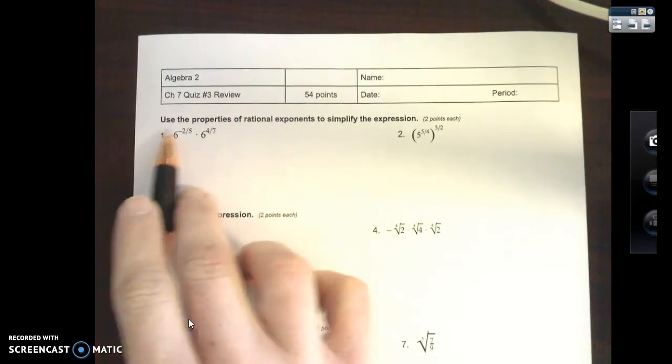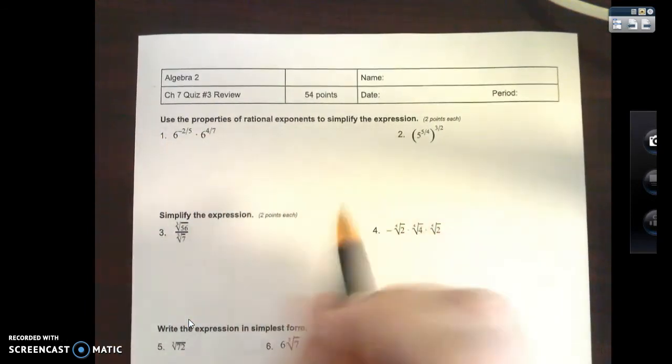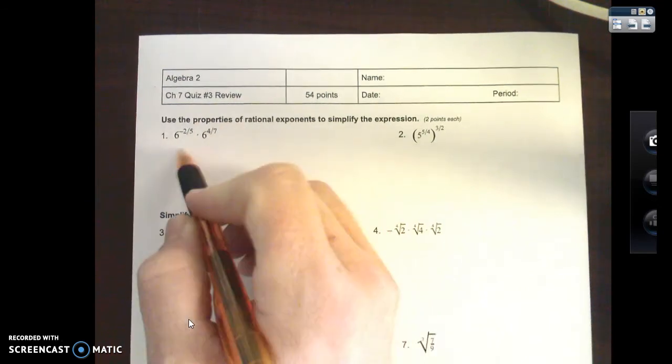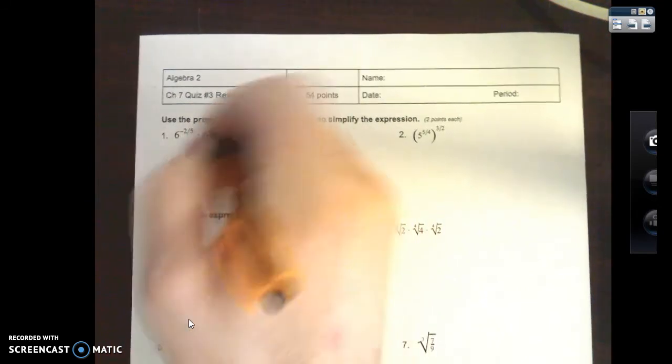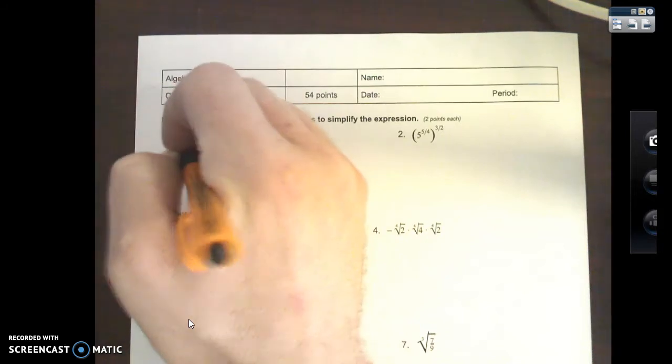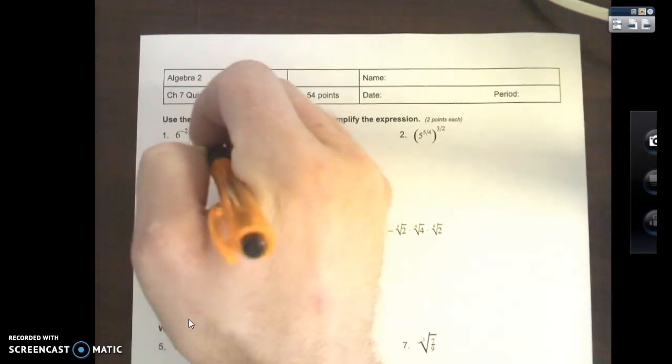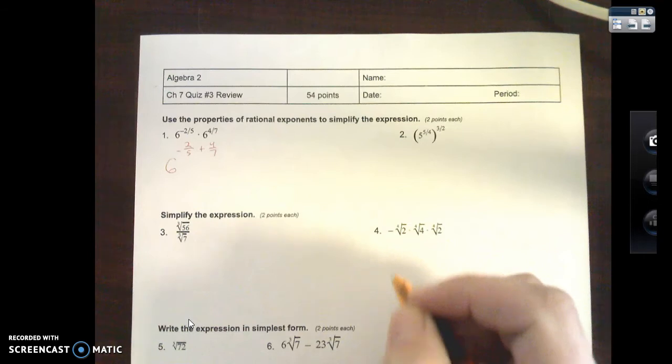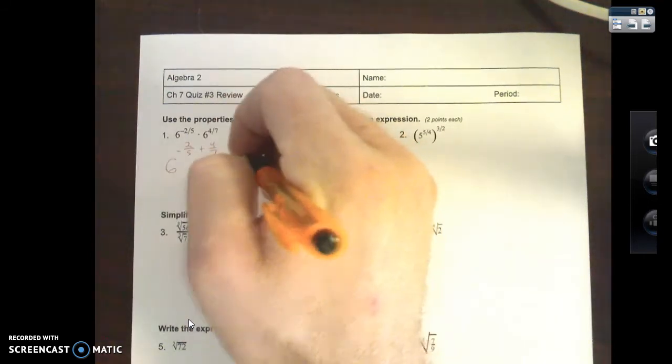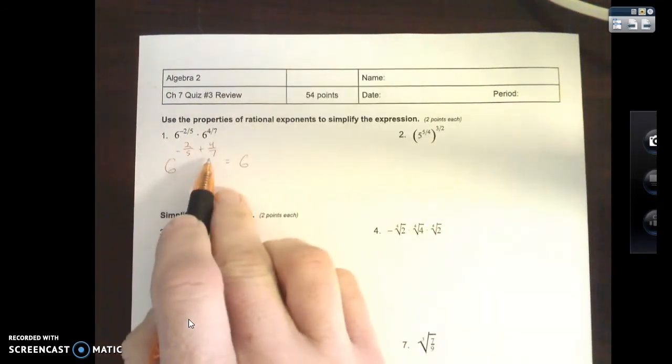Okay, so for one, it says use the properties of rational exponents to simplify the expression. We have the same base. Same base, we want to add the exponents. So we're looking at doing -2/5 plus 4/7. Okay. Now I need a common denominator. So in this case, my common denominator would be 35.